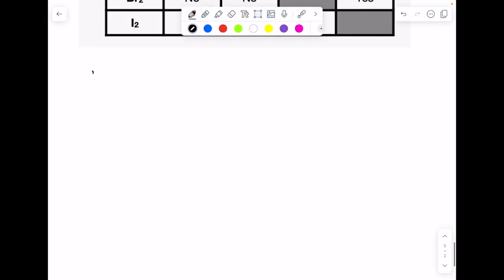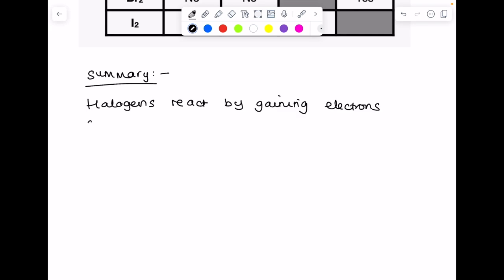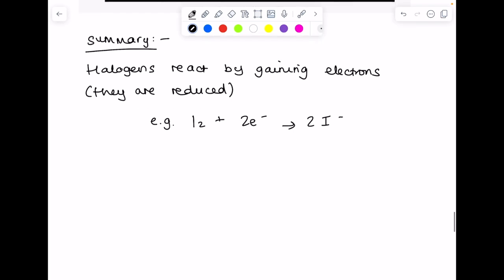So to really summarize what I was just saying and make it very centric to A-level and IB, we're going to say halogens react by gaining electrons. So by definition, the halogen is reduced, such as in the case here. Halogens therefore act as oxidizing agents.